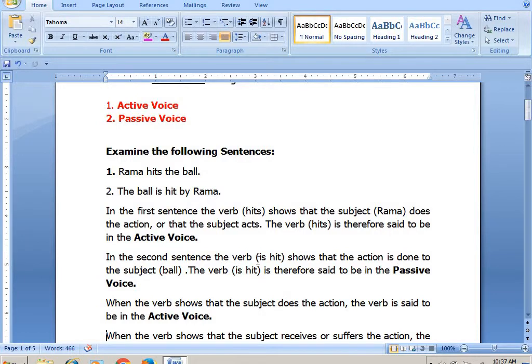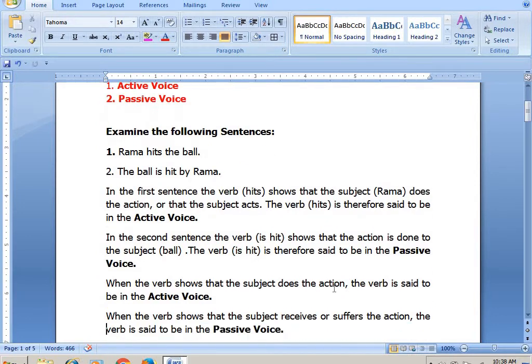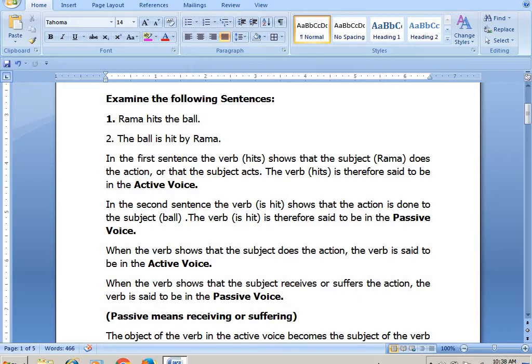In the second sentence, the ball is hit by Rama, the verb is hit shows that the action is done to the subject ball. Action is done to the subject ball. In this sentence, the ball is the subject, which was the object in the active voice. Okay? And so, the verb is hit is therefore said to be in the passive voice. Then, when the verb shows that the subject does the action, the verb is said to be in the active voice.